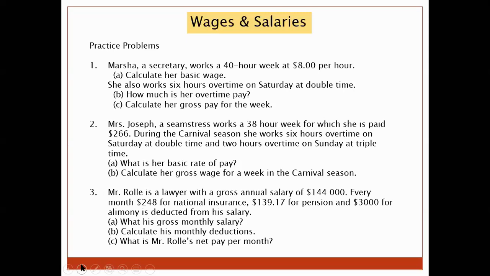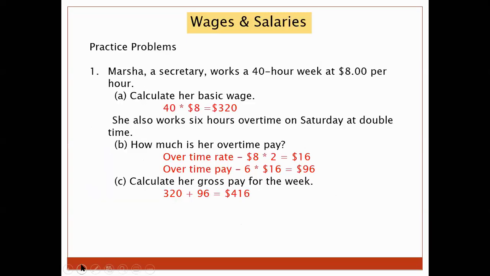Okay, so let's look at question one. Here's what I got. For question A, it says, Marsha, a secretary, works a 40-hour week at $8 per hour. Calculate her basic wage. Most persons answered correctly at $320. Then question B, she also works 6 hours overtime on Saturday at double time, which means you needed to multiply her regular rate by 2 to get 16, and then multiply that by 6 to get 96, which I see a good bit of persons got also.